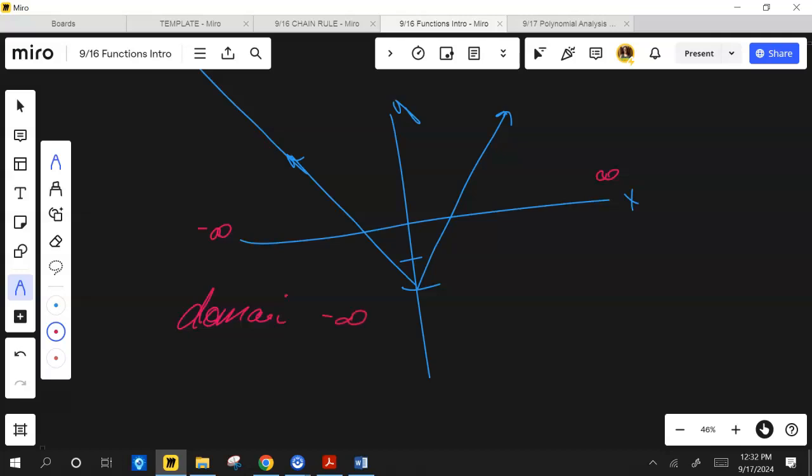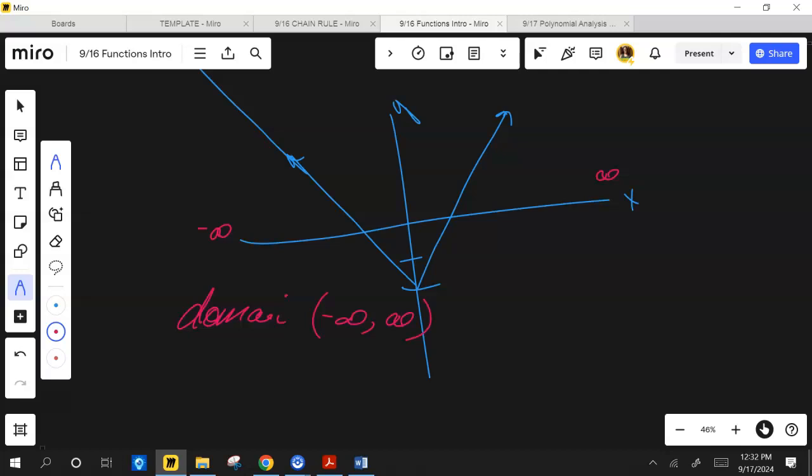Does that get a bracket or a parenthesis? Parenthesis. Infinity always gets parentheses. Now, as I move to the right, take your pencil on your paper and move it to the right. Tell me when you've never touched graph again. Never. You're always touching graph. So what's the biggest it can be? Infinity. So the domain is negative infinity to infinity.